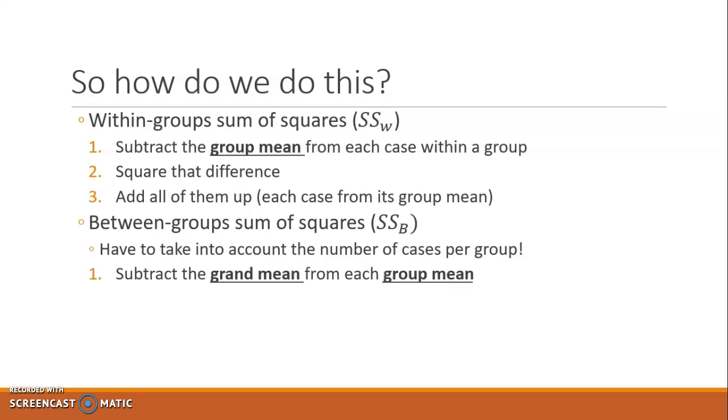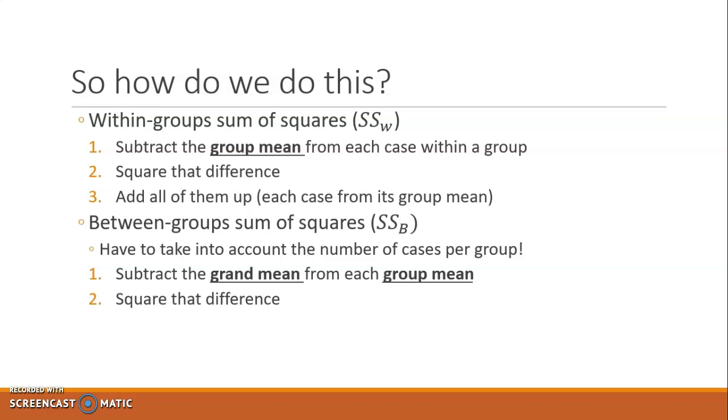Here you're not working with individual cases. You're working with the group means. So you subtract the grand mean from the group means. We're looking at differences between the groups, not between the cases and the group. That's the within groups. This is between the different groups, however many groups you have, 2, 3, 4, 7. So you subtract the grand mean from each group mean, and then you square that, which is pretty much what you're doing with the first one. You're just using slightly different numbers. Square that difference, because again, if you don't square it, you're going to wind up with 0.